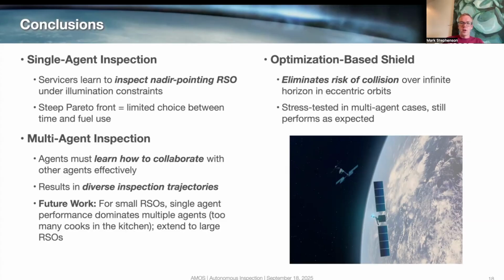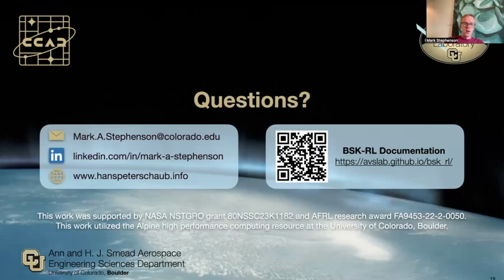Finally, we demonstrated that our optimization-based shield does work as the math would imply. We eliminate the risk of collisions over thousands and thousands of test cases that are shown in the paper. And even in multi-agent cases where our agents are wanting to go on very similar trajectories, we still see that it performs as expected.